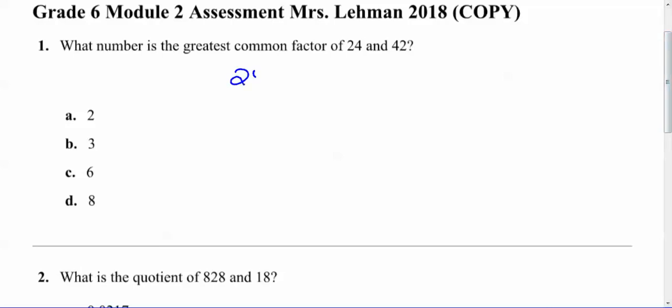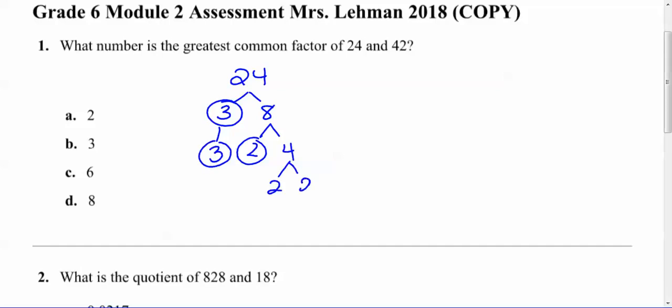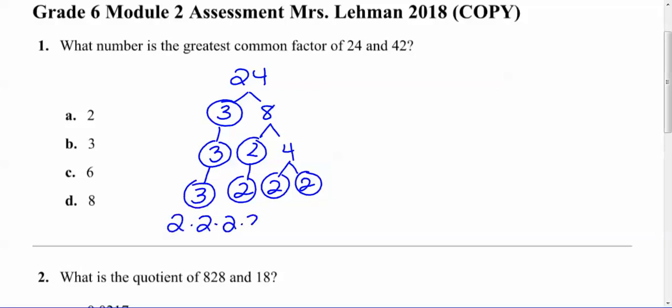So 24, you've got to think of a fact that multiplies to 24. So maybe you want to do 3 times 8. You could have done 4 times 6. It doesn't matter. As soon as you get a prime number, you're going to circle it. So keep bringing them down. 8 breaks into 2 times 4. 4 can break up into 2 times 2. So the prime factorization of 24 would look like 2 times 2 times 2 times 3.